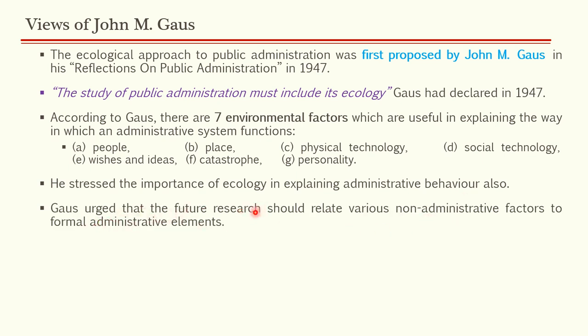Gaus urged that future research should relate various non-administrative factors to formal administrative elements. So up till the time of John Gaus, everything was so formal and so principles and rules driven, right? So he said that we should also relate various non-administrative factors to the formal factors that we are already considering. उनके साथ हमको non-administrative factors भी consider करने पड़ेंगे. So these are the views of John M. Gaus. I hope this is clear to you.